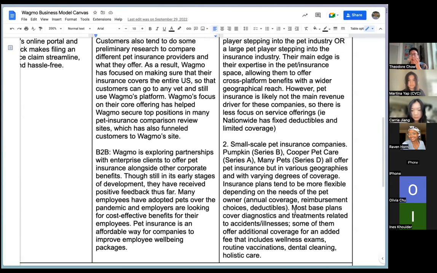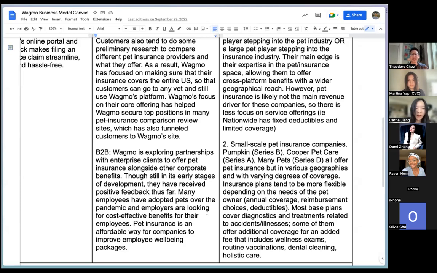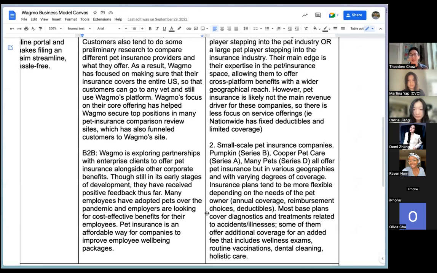On the other hand, on the B2B side of things, they're exploring partnerships with enterprise clients, alongside other corporate benefits. Even though this is still in the early stages of development, I think they have received positive feedback so far, because the whole idea is that after the pandemic, everyone now has an extra dog in their house. So they're going to be more likely to want to provide these cost-effective benefits for their employees. And it's an easy way for them to increase their employee well-being, while at the same time minimizing the costs they spend on their employees, but also maximizing the effectiveness of those different add-on features.